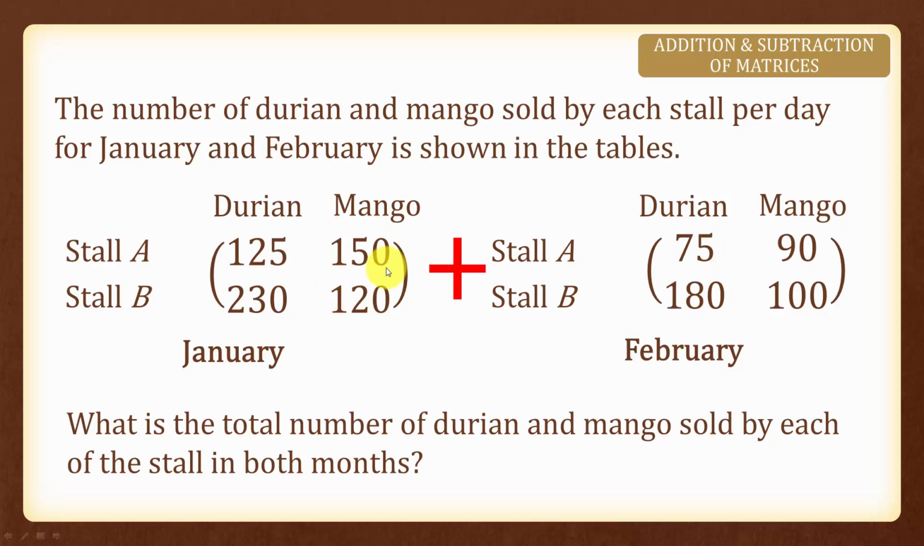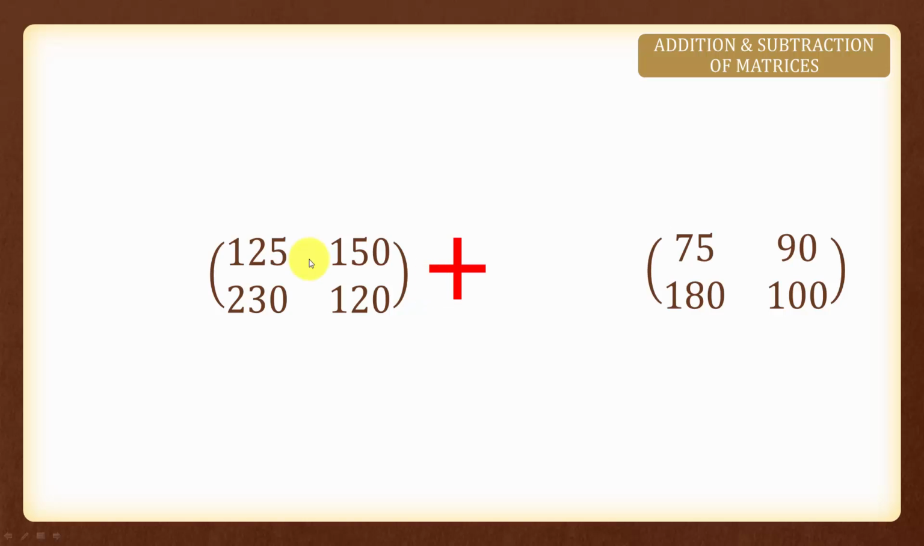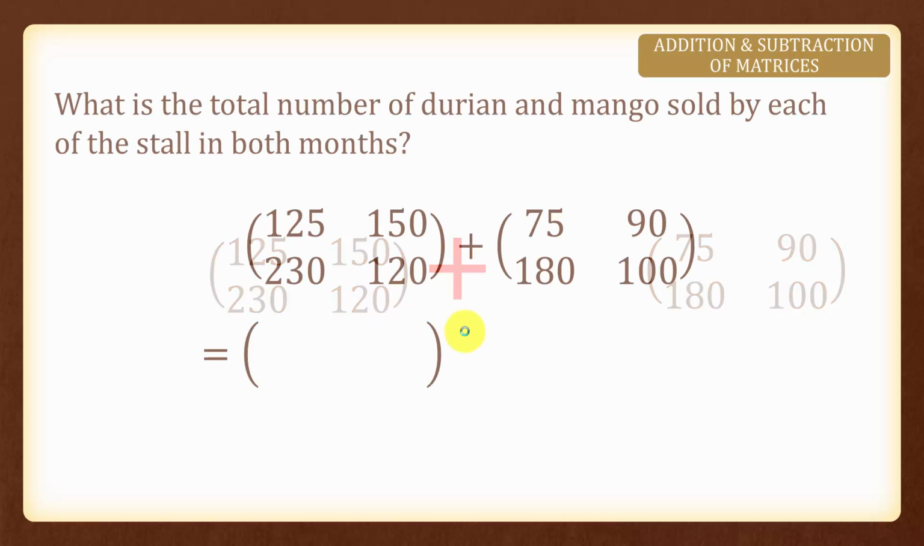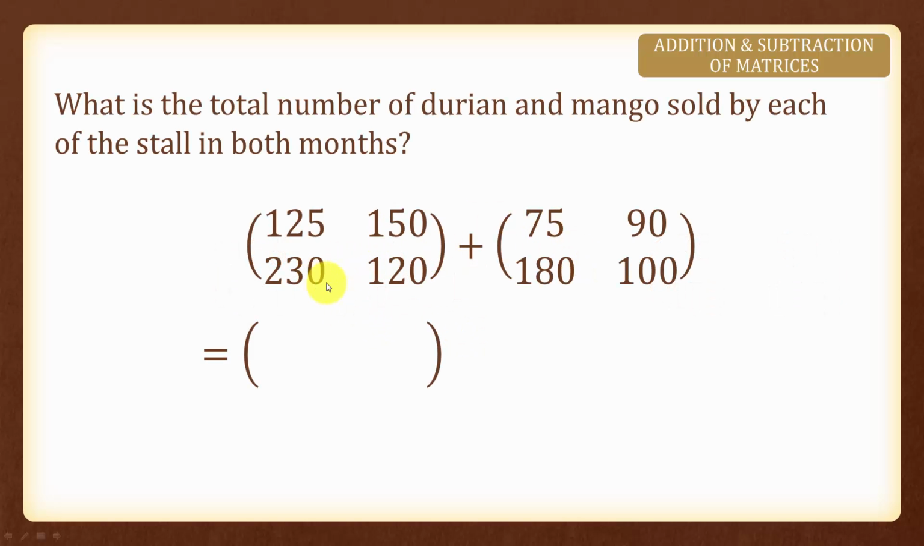Writing in matrix helps us to add up the data easily. You can always refer back to the table to see what each of these elements represents. To add up these two matrices, we will add up the corresponding elements in each of the matrix. And hence here we will have 125 plus 75 to give us 200.